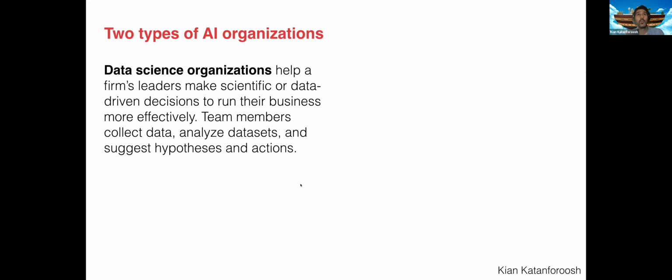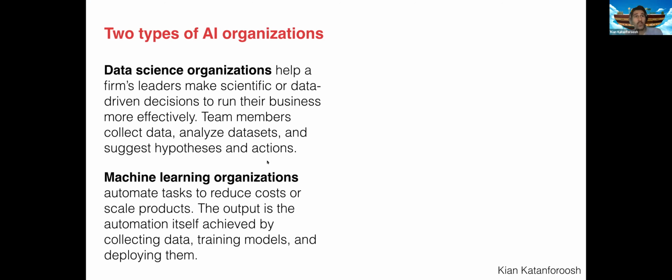First, data science organizations help a firm's leaders make scientific or data-driven decisions to run their businesses more effectively. Team members in these organizations typically collect data, analyze data sets, and suggest hypotheses and actions. So we already see a little bit of the tasks that they carry out. On the other side, we have machine learning organizations whose goal is not to make scientific or data-driven decisions, it's to automate tasks. The output is the automation itself, which is achieved by a series of tasks that includes collecting data, training models, and deploying them. And so we tried to templatize that in order to build a scalable system.